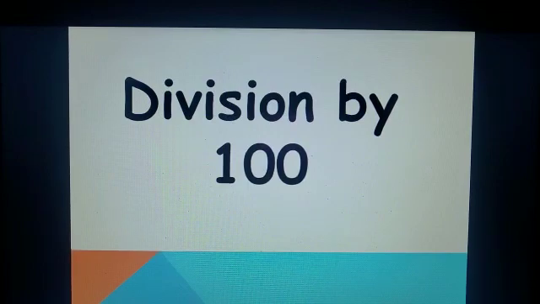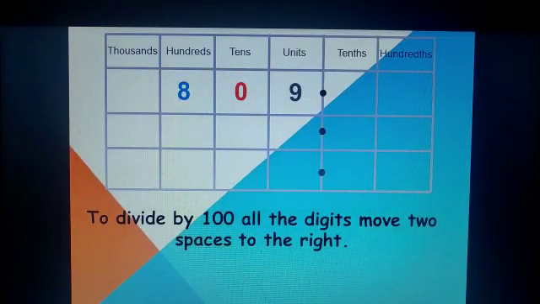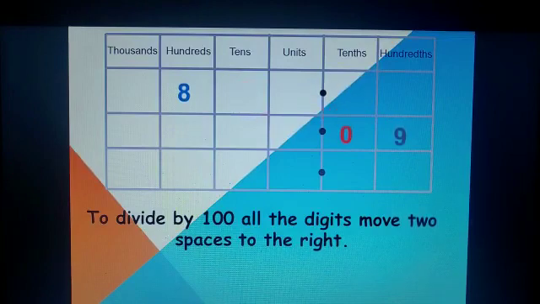What happens when we divide our number by 100? We're going to use the same technique, but this time we're going to move our digits 2 spaces because there's 2 zeros in the number 100. What is 809 divided by 100? All I do is move all my digits 2 spaces to the right. My 9 units go to the hundredths, my tens to the tenths, my hundreds 2 columns to my units, giving me an answer of 8.09.